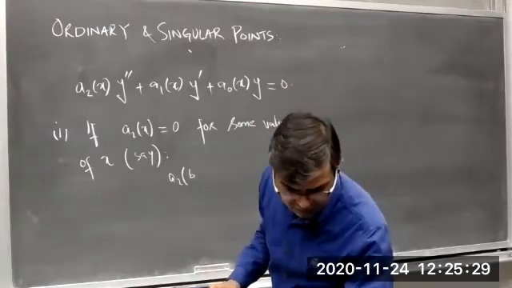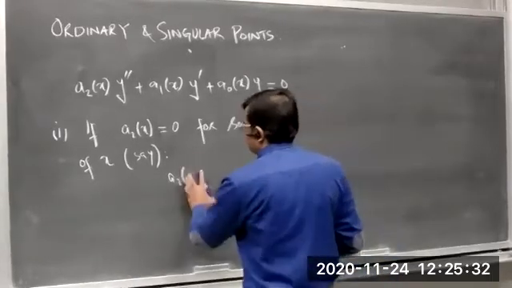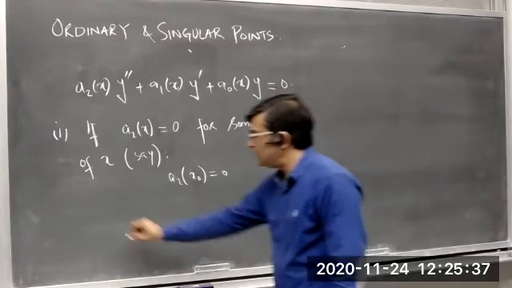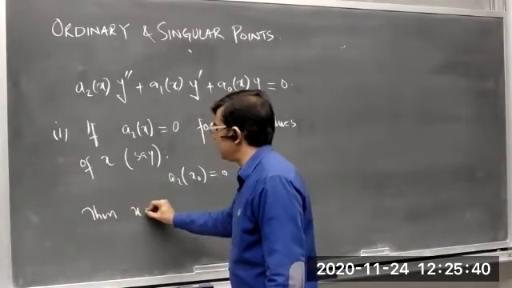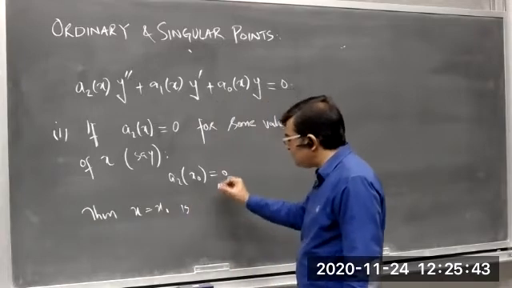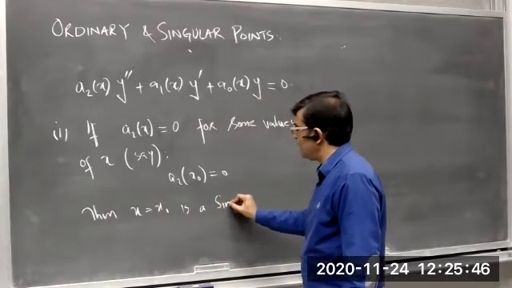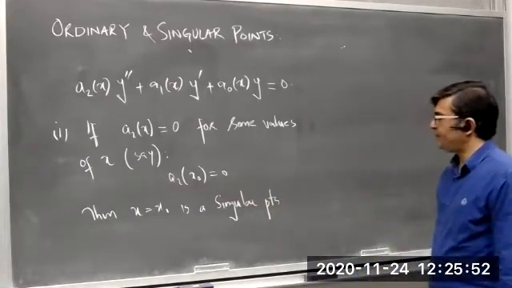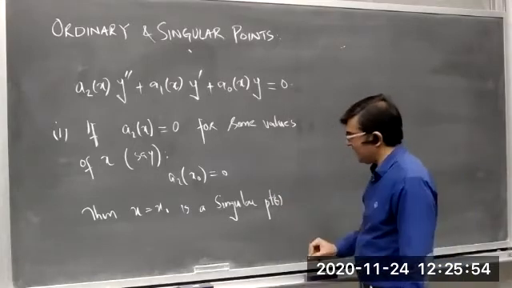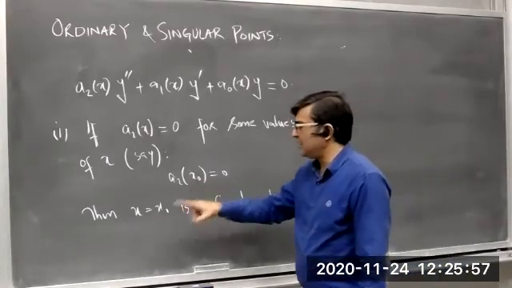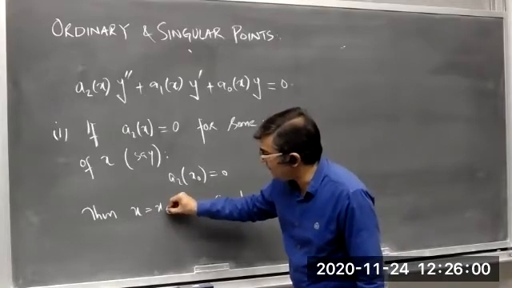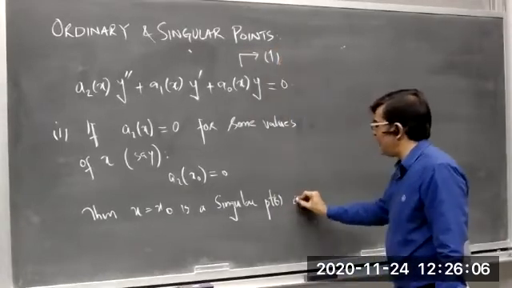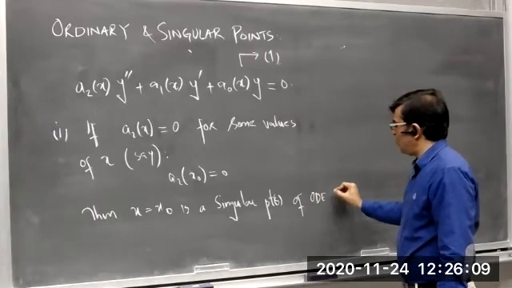let us call it x naught. Say a2 of x naught is 0, then x is equal to x naught is called a singular point of the given ODE. These could be points as well. If we call the differential equation 1, then x is equal to x naught is a singular point of ODE 1.